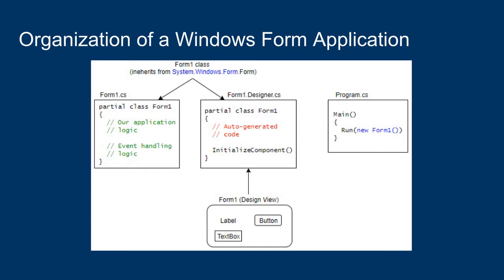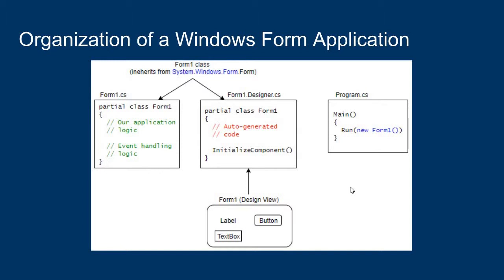Our form class file is going to be divided into two parts. And so we're going to see something called a partial class. A partial class is a class that is defined across multiple text files. Half of this class file we are going to be responsible for writing the logic inside, and the other half is going to contain auto-generated code. So when we build a Windows Form application, Visual Studio is going to be writing half of our code for us.